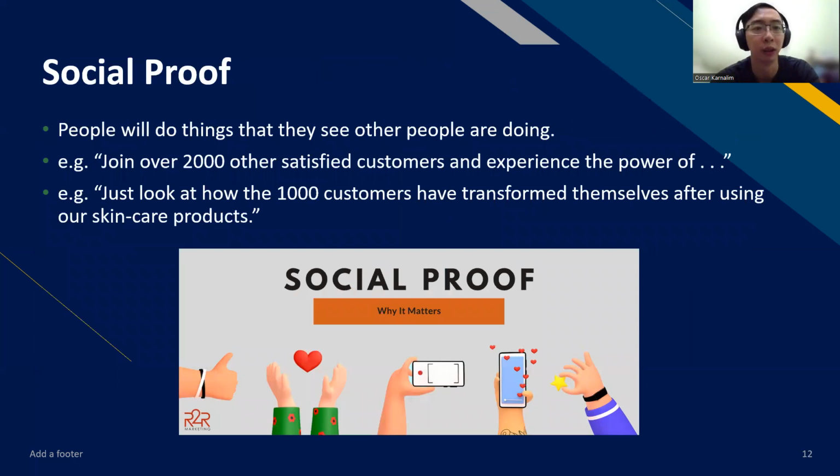The third one is social proof. So people will do things that they see other people are doing. So, for example, we can say, "Join over 2,000 other satisfied customers and experience the power of our product or services." And the next one is, "Just look at how 1,000 customers have transformed themselves after using our skincare products." So we need to define how many customers, how many people have been affected with our products or services and have been satisfied with those.